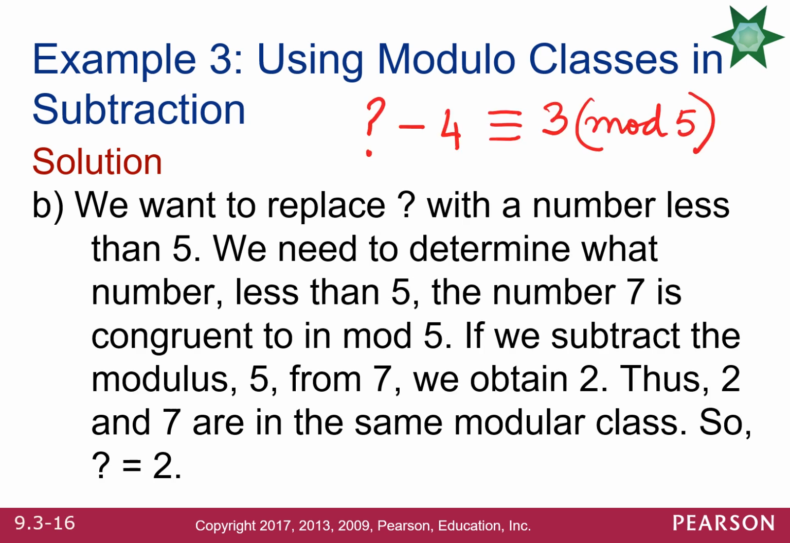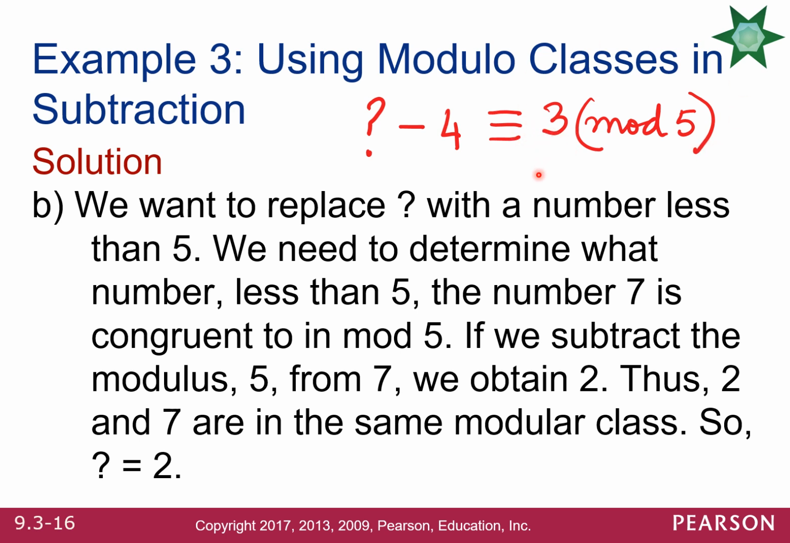Now part B of the question goes like this. Question mark minus 4 is congruent to 3 mod 5. We have to find a replacement value for the question mark. All right. So what this says is the remainder is 3. So we have to find a value for the question mark, and then when we subtract the 4 from that value and divide it by 5, we will get a remainder of 3.